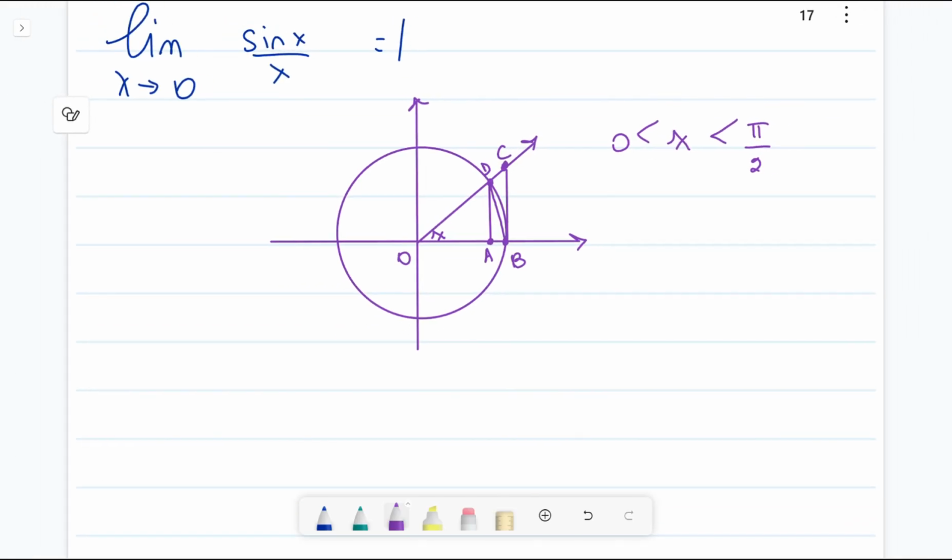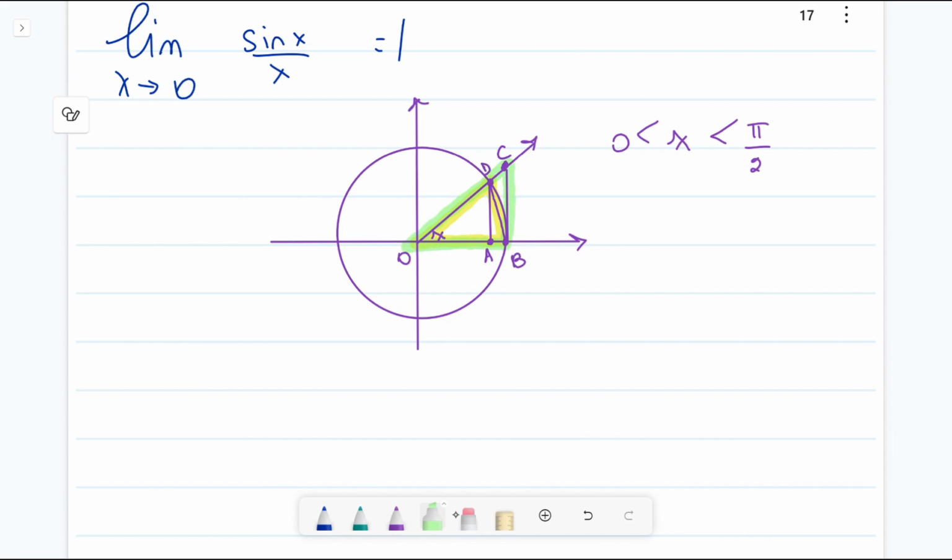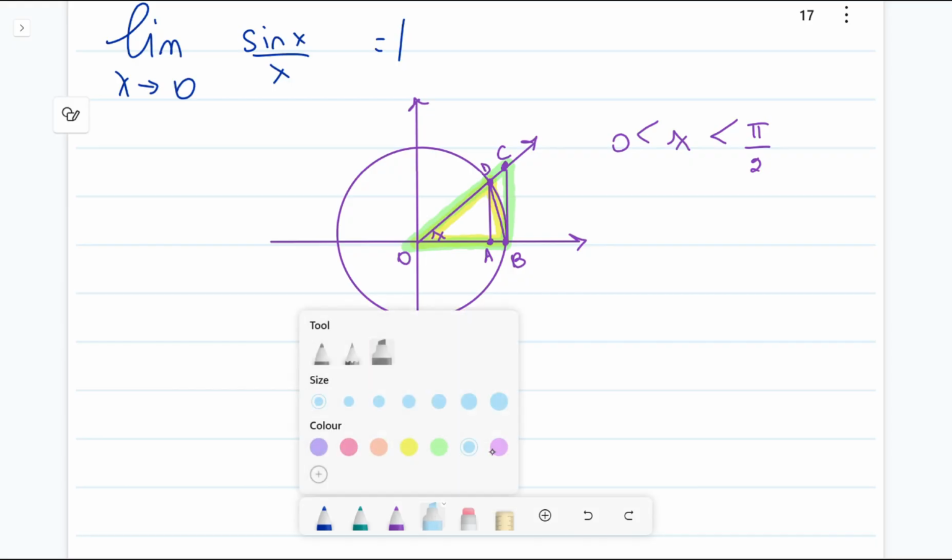So one thing we might notice is that we have a triangle DOB. I will highlight it. This is our triangle DOB. I highlighted it in yellow. And then we have a triangle COB. Also, we have the arc DOB. Maybe I should use a different color.